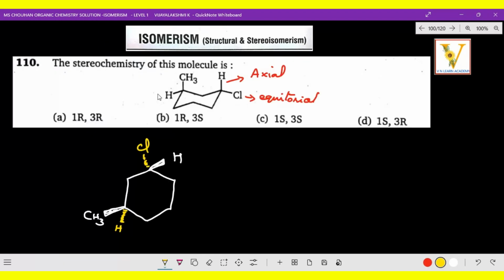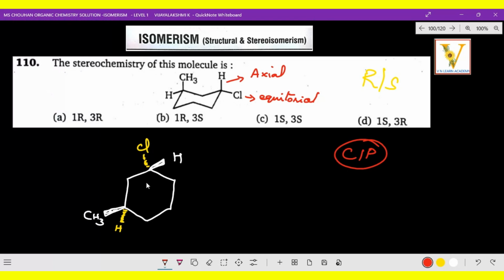Very simple. For the stereochemistry of this molecule, they have given the chair form of cyclohexane with axial and equatorial positions. The axial part is a wedge, the equatorial part is a dash. According to that we have to identify the RS configuration, according to the CIP rule. You know the CIP rule very well. How do we identify that RS configuration? That is the absolute configuration.